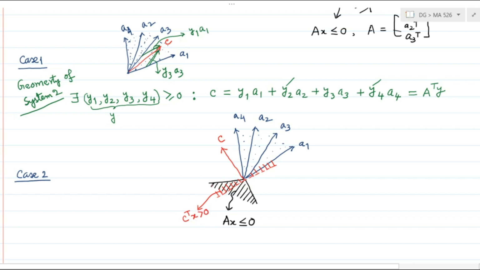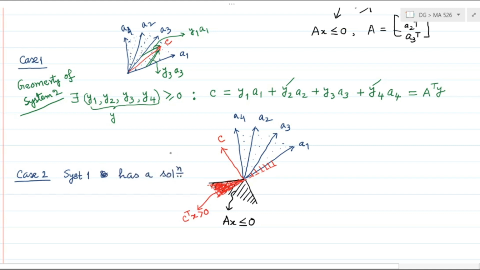You consider any x inside this red region, and that x will satisfy both C transpose X greater than 0 as well as Ax less than or equal to 0. Therefore case 2 is nothing but system 1 having a solution. The geometry of system 1 has a solution.